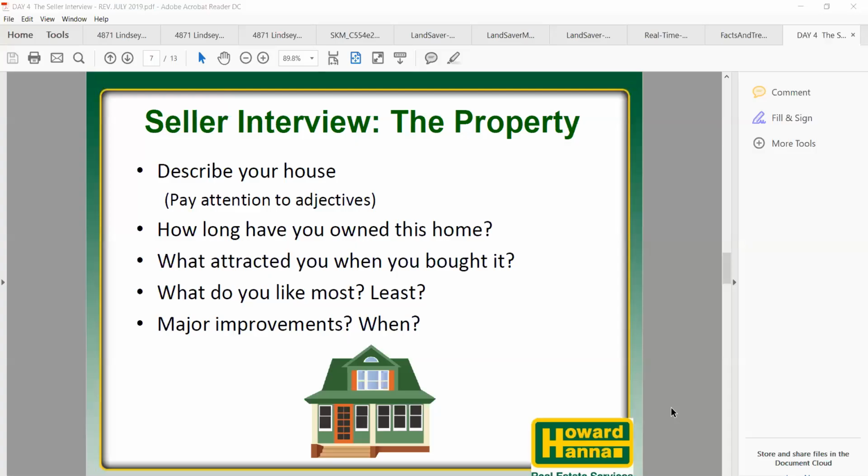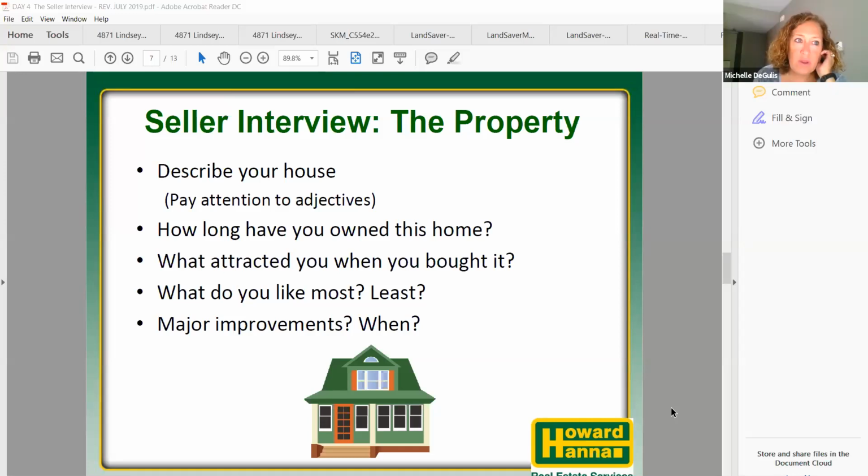Do you need to see verification of home improvements? Let's say a seller tells you, we had the roof redone in 2017 and it really was 2010. So before you advertise that, should you verify the actual dates of home improvements?